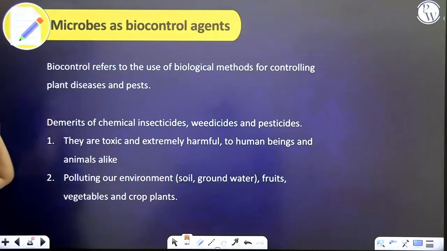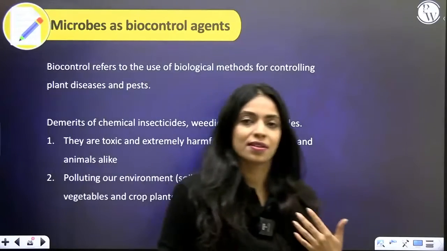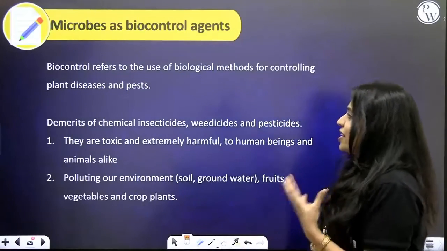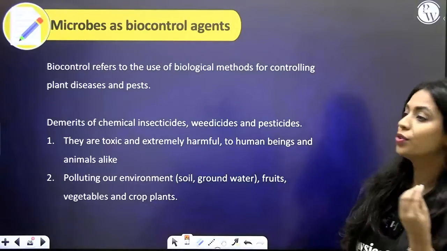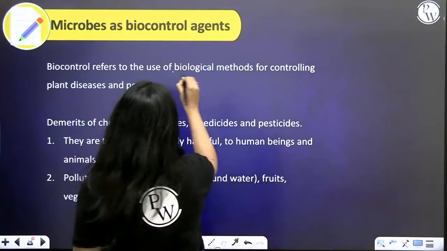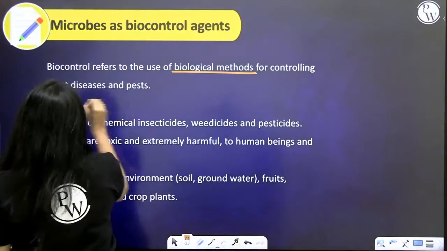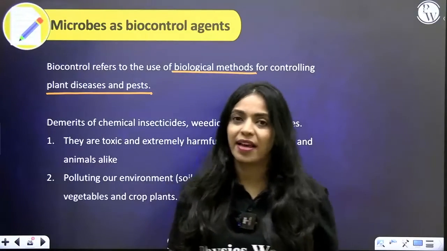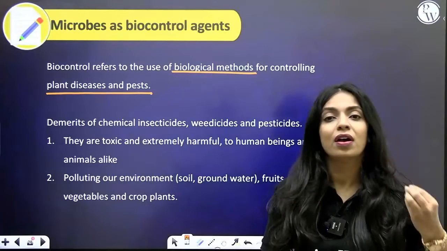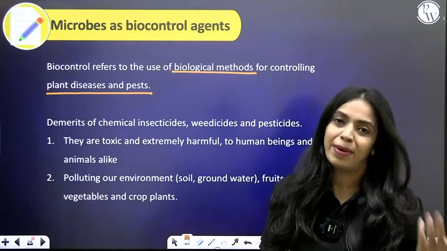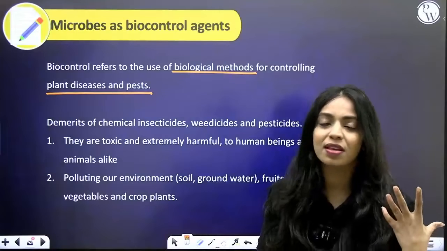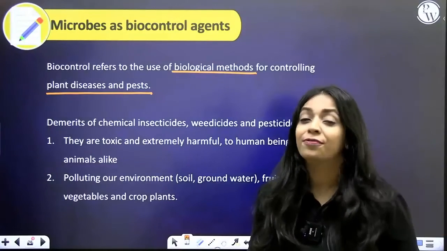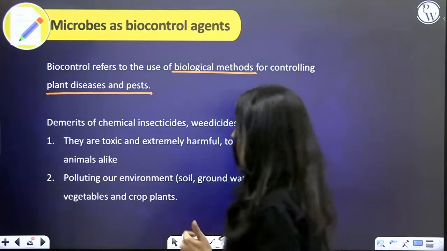Now let's talk about microbes as biocontrol agents. What is biocontrol first? Biocontrol refers to the use of biological methods for controlling plant diseases and pests. Usually what we do is spray pesticides and insecticides to get rid of insect pests in crop fields, because if they cause infection in plants, that will reduce the yield, right?